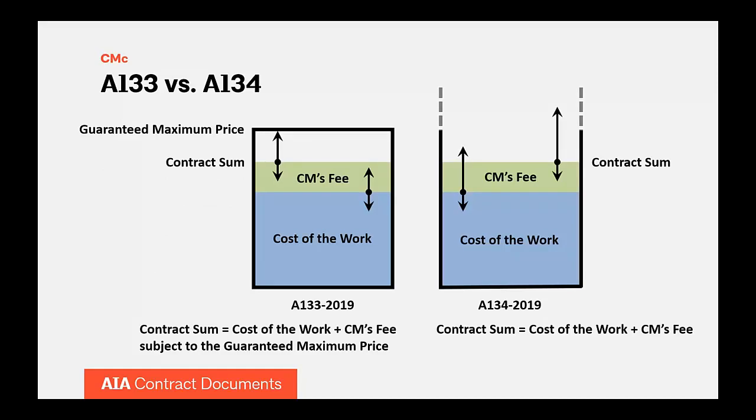And this graph just gives you a visual picture of the difference between A133 and A134. You can see that the guaranteed maximum price limits the amount of cost in A133, but there's no limitation when you're using A134. Next slide, please, 42.